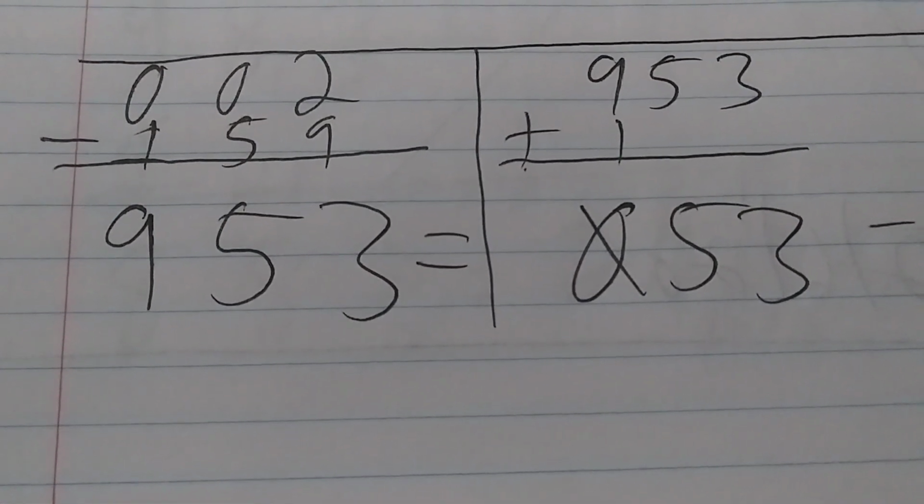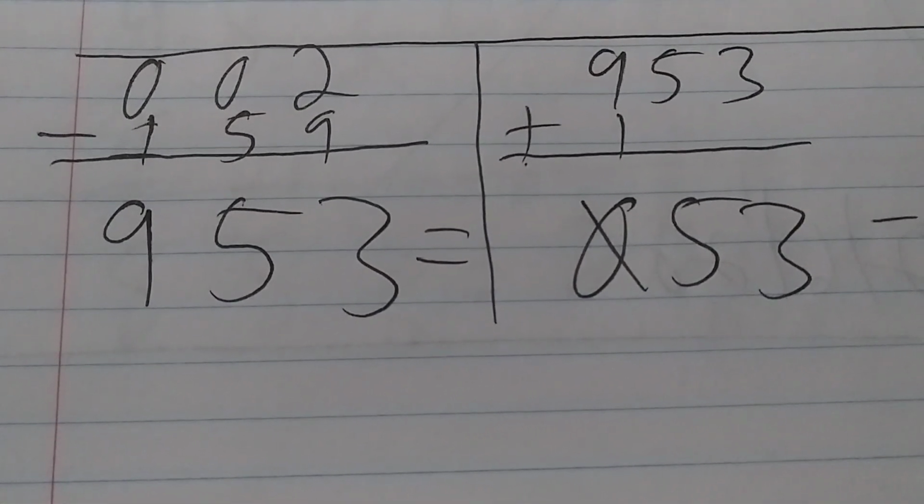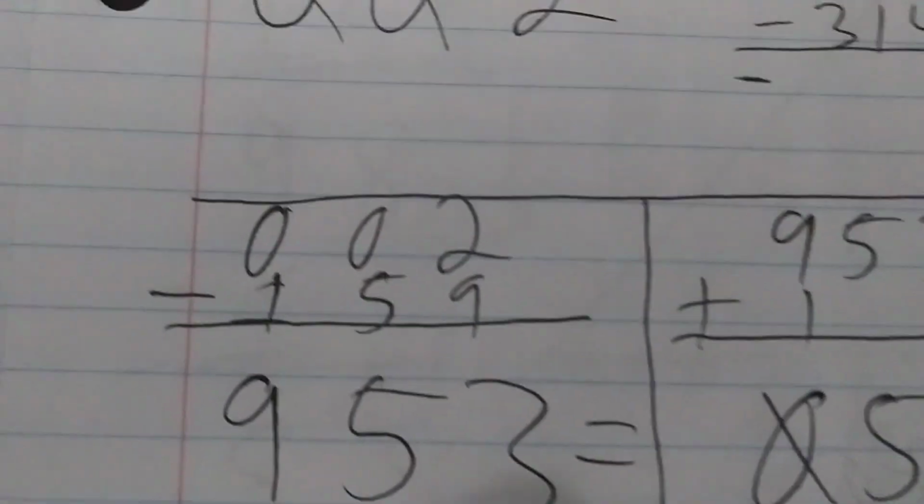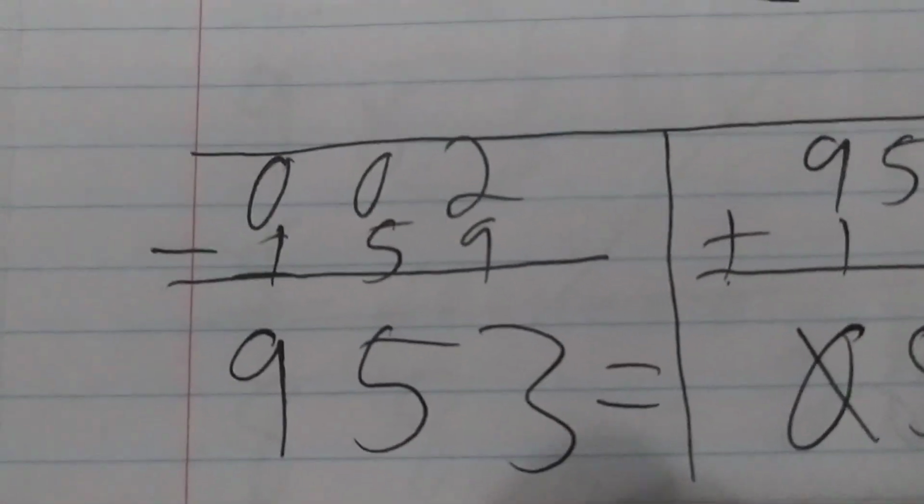And then 9 plus 1 is 0. Bring down 53, and then 053 did hit on January 28.